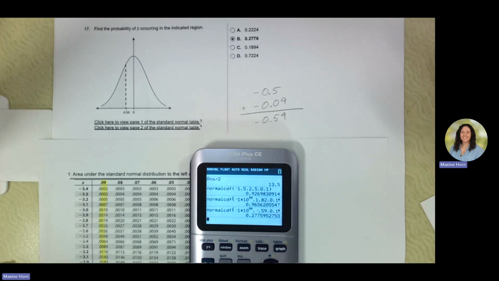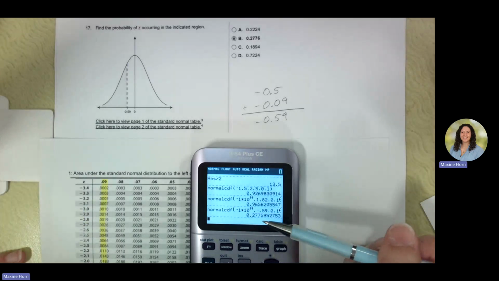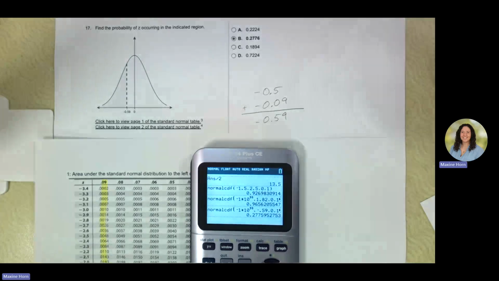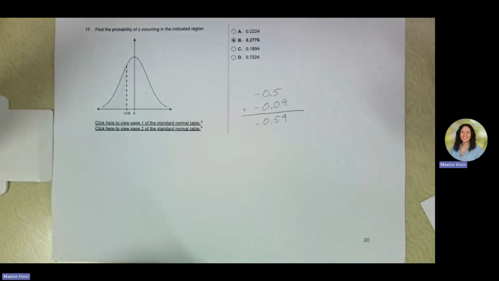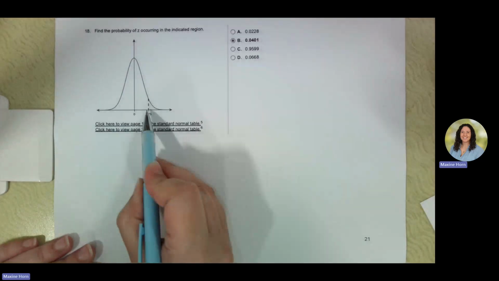I know some people prefer to use the chart when they're prompted for it simply because of the rounding thing. Like if you look at this, you have to say, okay, 0.277, and then that 5 would turn into a 6. Not that they have a number that's similar here, but just something to be aware of. Okay. Number 18, find the probability of z occurring in the indicated region, but this time they have it to the right.